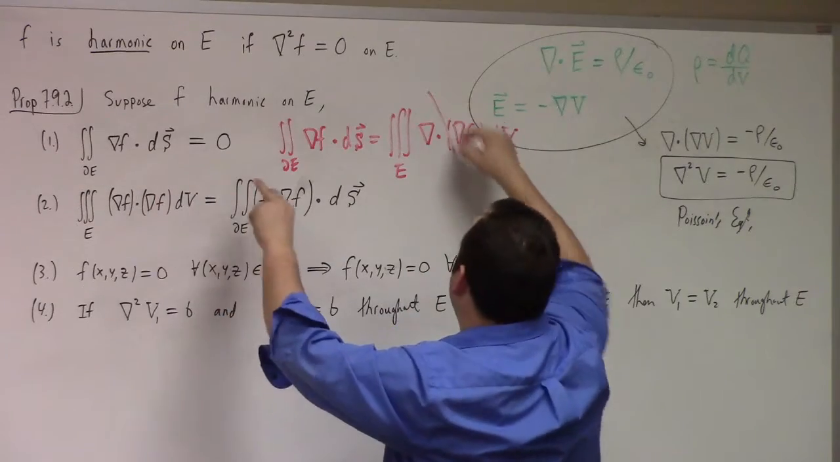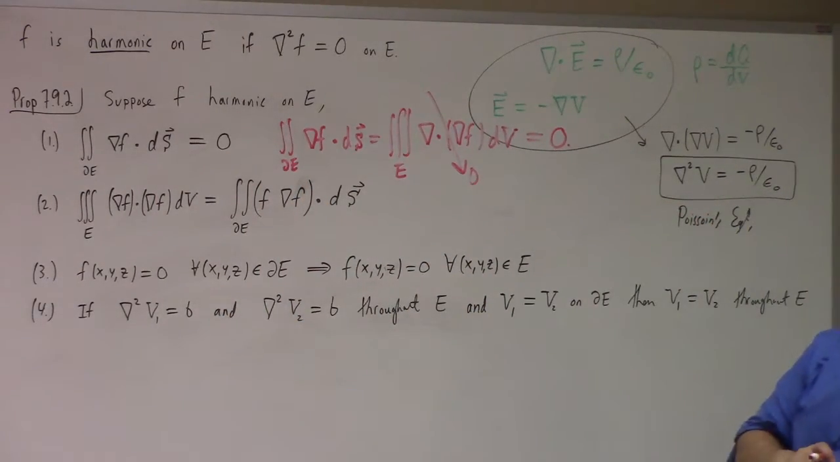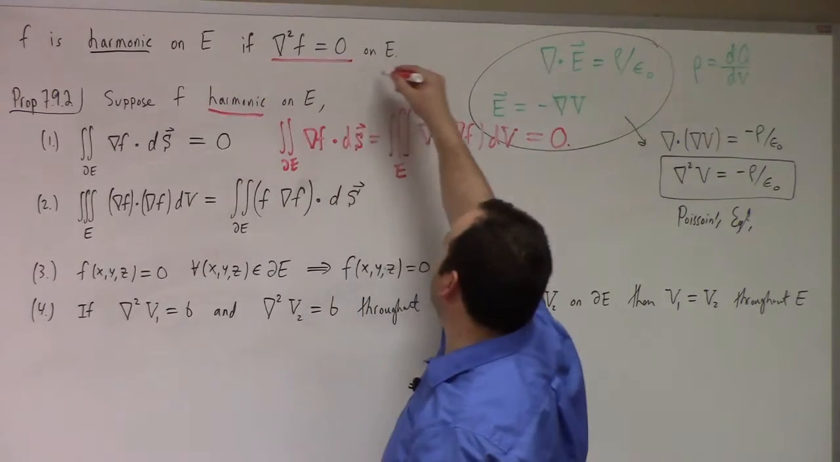But hey, that's given to be 0. One down. How do you prove 2? Remember, I said f is harmonic. That means that we get this, which is that.